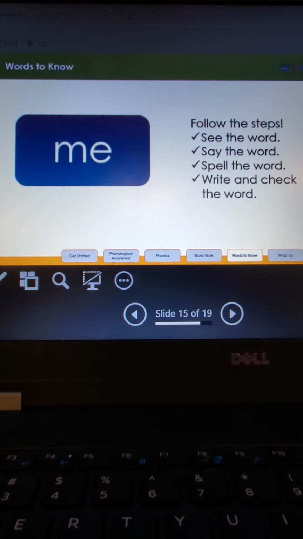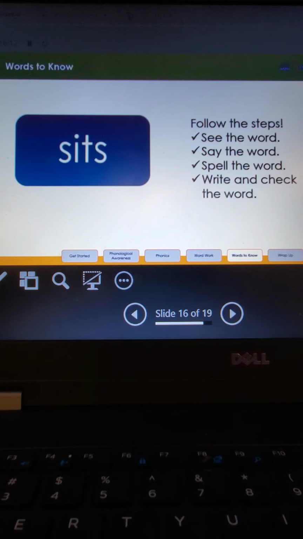All right, let's learn some new words. This word is me. All right, so look at the word and repeat the word after me. Me. My brother drove me to school. Are you ready for the next word? Sits. Anna sits next to me at lunch.